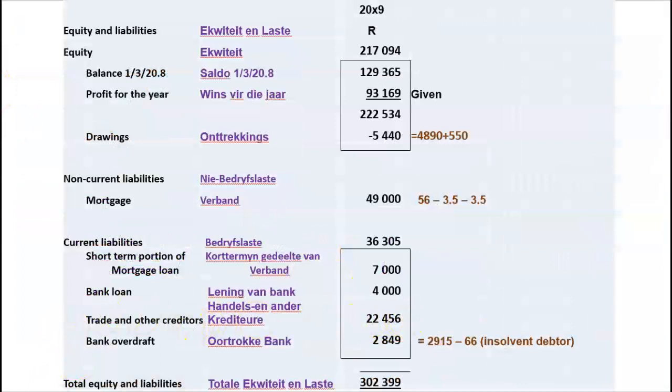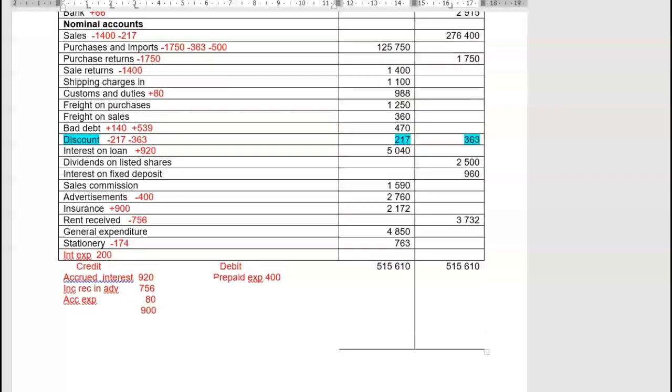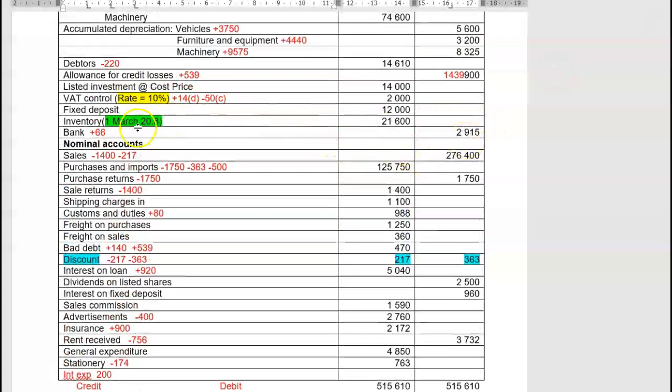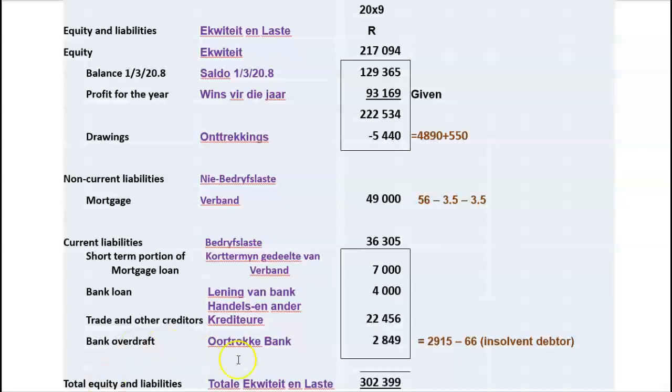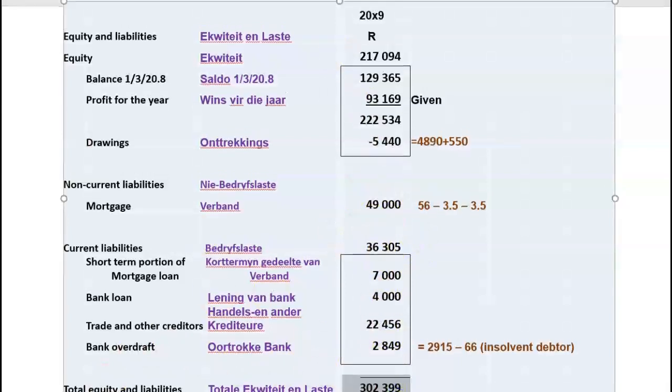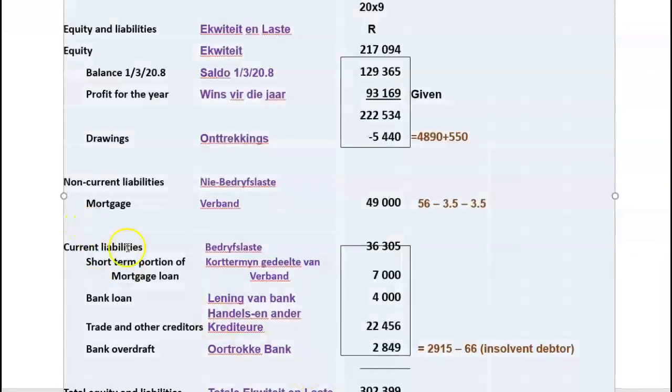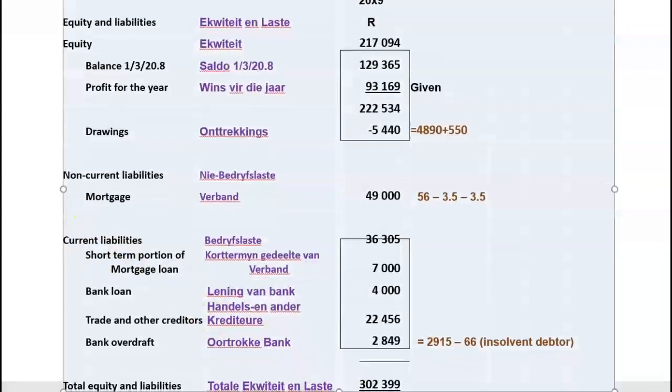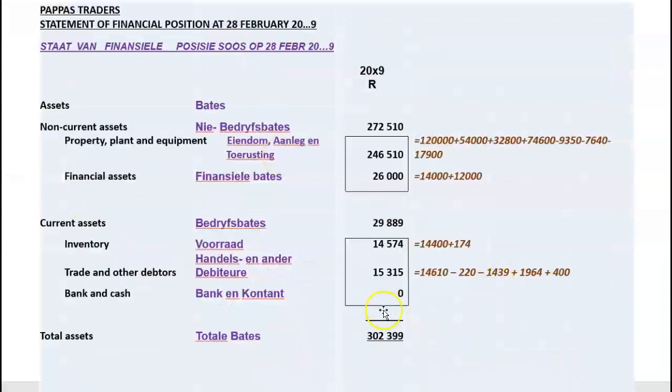Our bank overdraft was the amount that they gave us, bank 2915, less the 66 Rand that we have received on the debtor, which was subsequently written off, and that then gives us a total there of 2849. So total current liabilities 36,305, and that will give us then total equity and liabilities of 302,399. So if I'm going to compare that with my asset side, that also gives us 302,399.